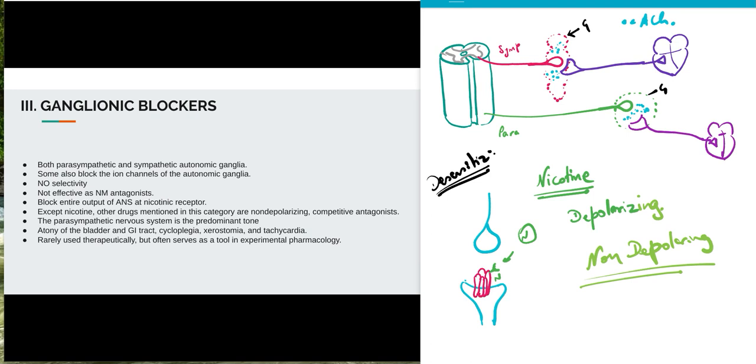And see, earlier we have discussed that there is a ganglionic blocker, as well as a neuromuscular blocker. So here in the third point, you see it is not effective as a neuromuscular antagonist, because it doesn't work at the neuromuscular junction. In the neuromuscular junction we have separate neuromuscular blockers.